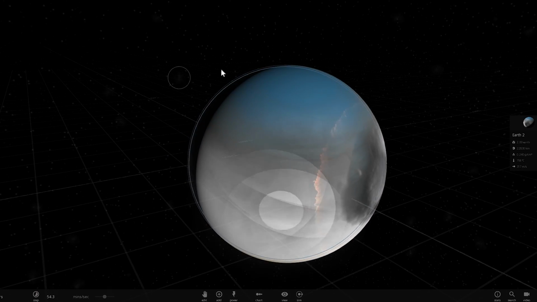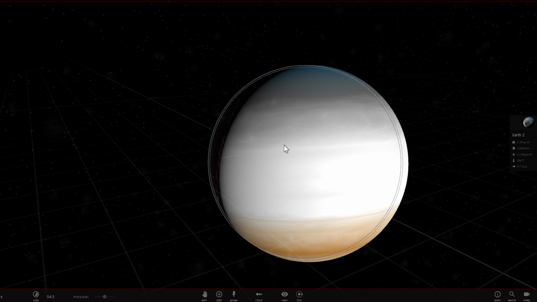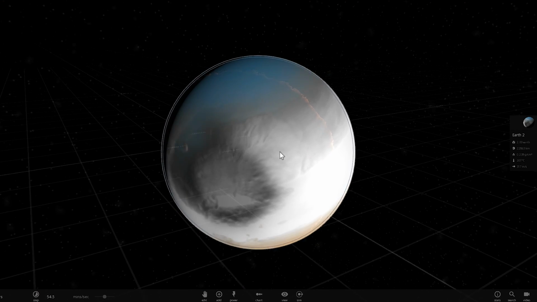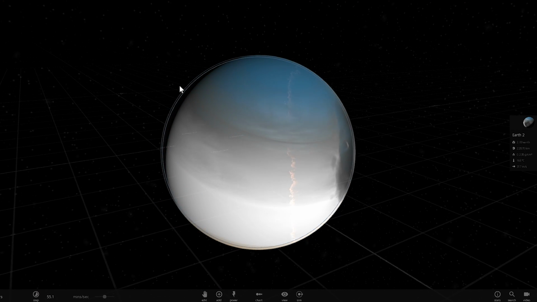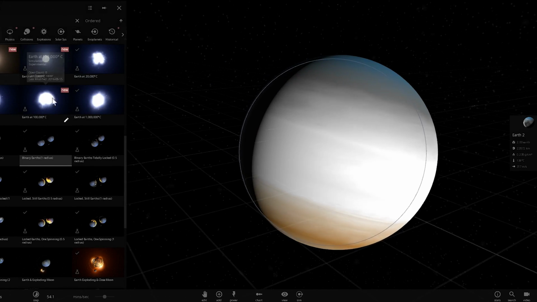Basically here, the gigantic Earth number two was so big in terms of size, but mostly because of the low density, that it essentially absorbed the smaller Earth.